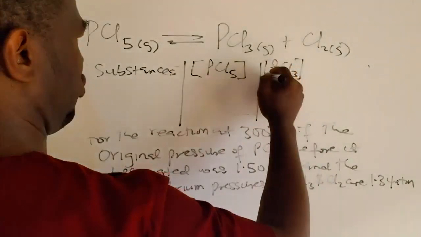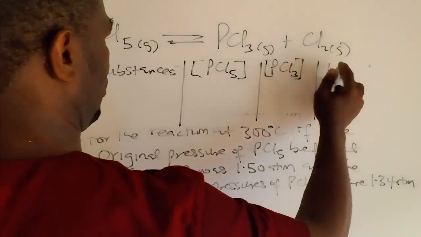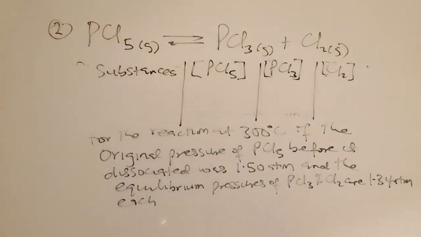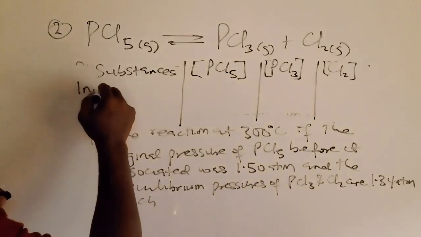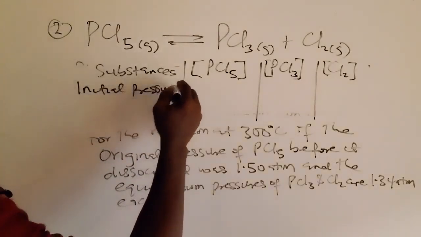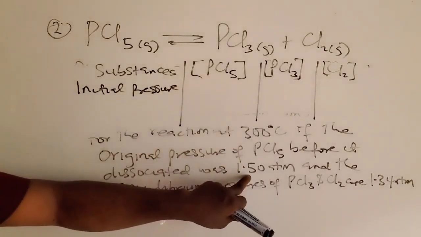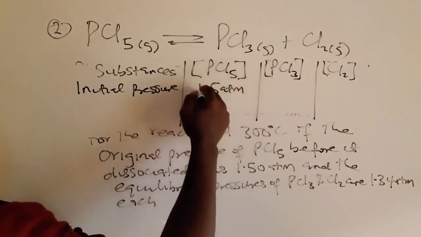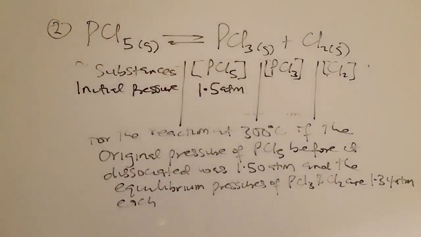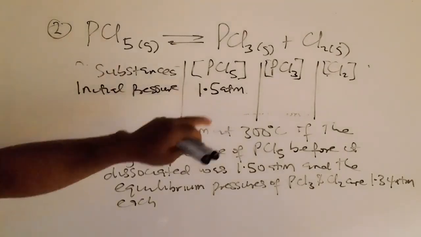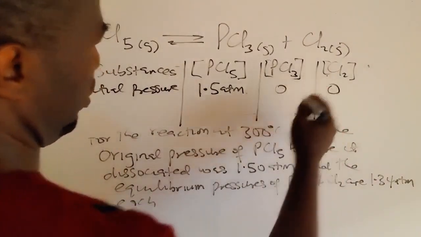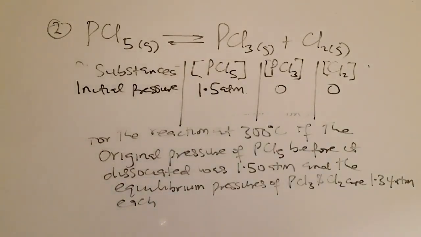So even though in this case what we are looking for is pressure, not actually concentration. For the initial pressure of the substances, we're told that the original pressure of this compound, the reactant, is 1.5 atmosphere. That means the pressure before the reaction started is 1.5 atmosphere, and the pressure of these others will be 0 each, because at the beginning of the reaction, PCl3 and chlorine were yet to be formed.